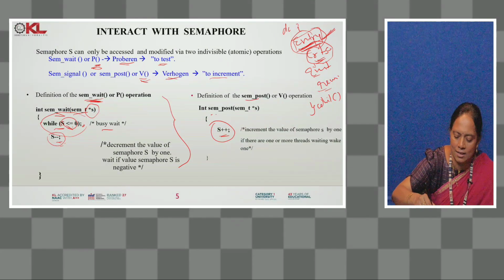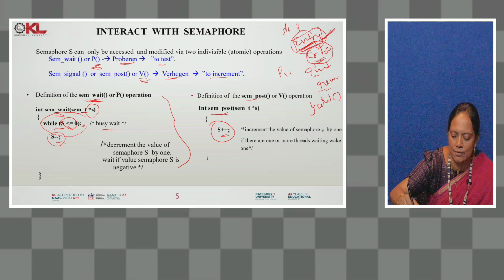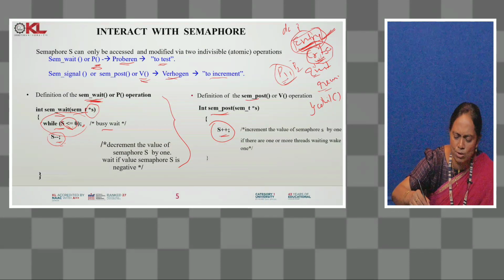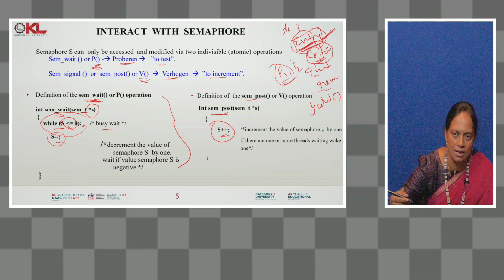That means this same post, or semaphore signal, will denote the critical section, that is the process. Suppose we have P1 and P2. Process P1 first executes the sem wait operation, so it enters into the critical section. After completion, process P1 has to execute the sem post operation. That indicates that process P1 has completed its execution of the critical section, so any other process can enter into the critical section.